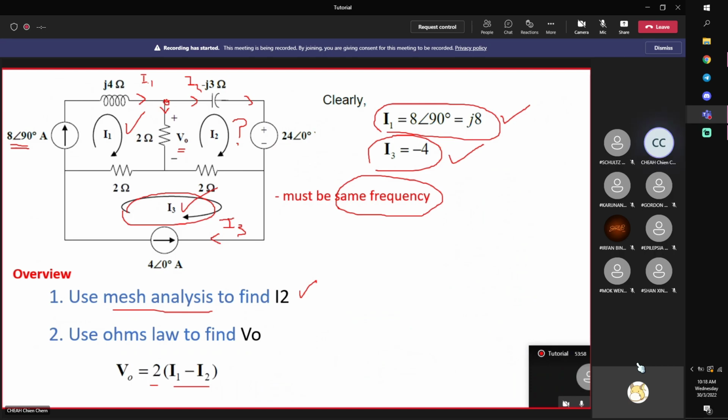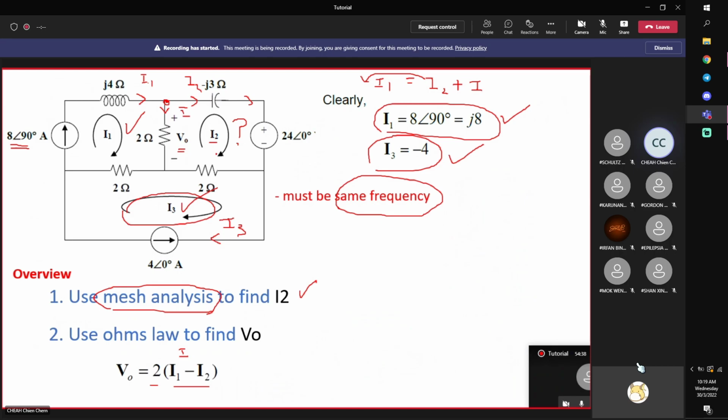So KCL at this node: inflow is equal to outflow. I1 is equal to I2 plus I, where I is the current that I want to find out. So I is equal to I1 minus I2. Ohm's law, I times 2, gives V0. So this is my overview. I need to find V0. In order to find V0, I need to find I2, because I1 is already known. And to find I2, I'm asked to use mesh analysis.